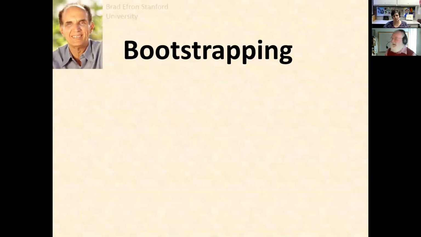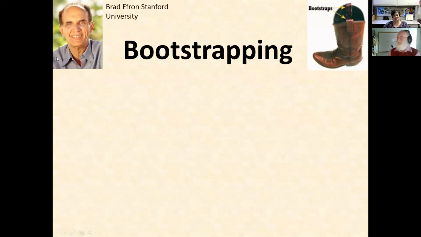So bootstrapping: the father of bootstrapping was Brad Efron at Stanford. He invented this in the late 70s, early 80s. And students often don't know what a bootstrap is. Here's a boot, there's the straps. The idea is that it helps you pull your boot on, or even, if you believe some stories, if you pull hard enough on those straps, you can actually pick yourself up in the air by pulling on your bootstraps. And that's almost as magical as bootstrapping seems, that you can use the single sample itself to tell you something about the variability of the means from the population.